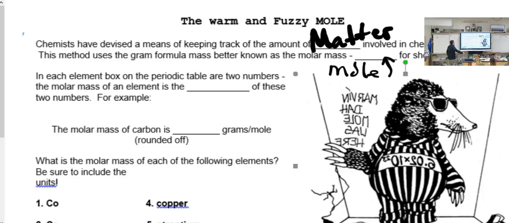All right. In each element box on the periodic table, there are 2 numbers. So you need your periodic table out from now on. And you'll open to the middle where there's all sorts of numbers in it. All right. So here we go. In each element box on the periodic table are 2 numbers. The molar mass of an element is the larger of these 2 numbers.